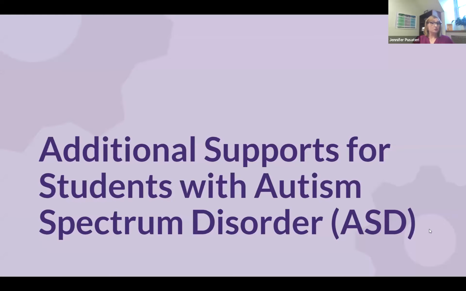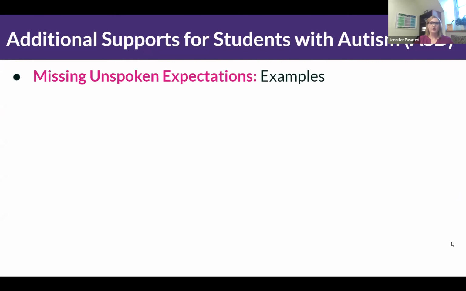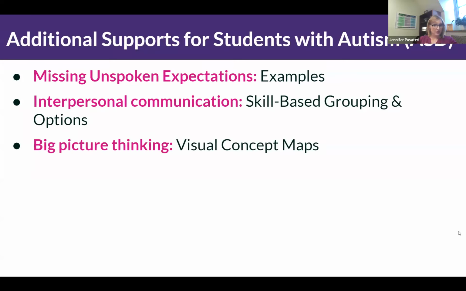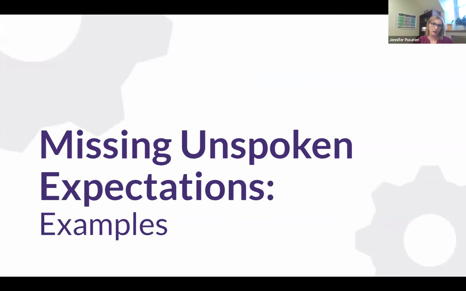So I wanted to share a few additional supports for students with autism spectrum disorder. And some of these will also apply to all students who are neurodivergent. We're going to look at a couple different pieces here: missing unspoken expectations, interpersonal communication and how we can support that, big picture thinking, and then unexpected changes. When a change occurs, that can sometimes cause some real issues for students, especially students with autism. And then addressing inappropriate behavior. How do we do that with a student that is not following classroom norms? And what do we do with that information? How do we treat that?